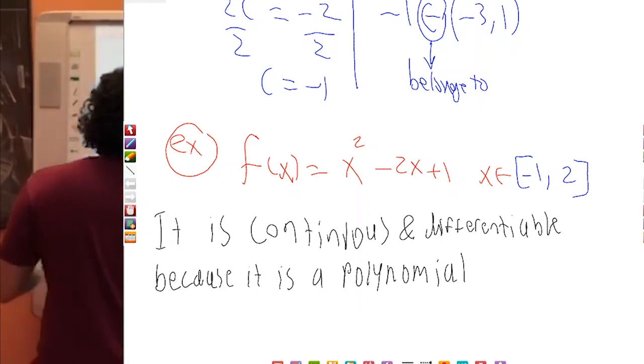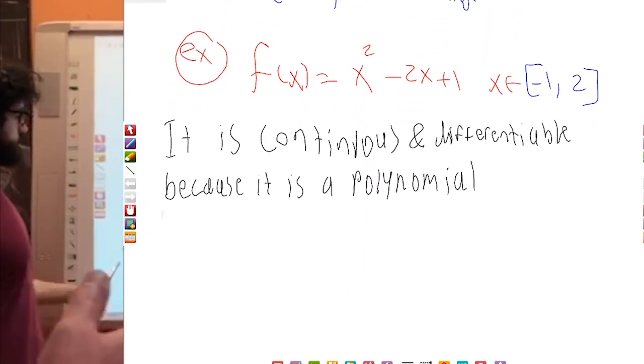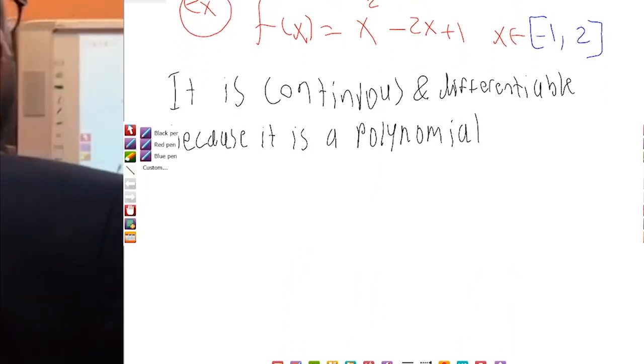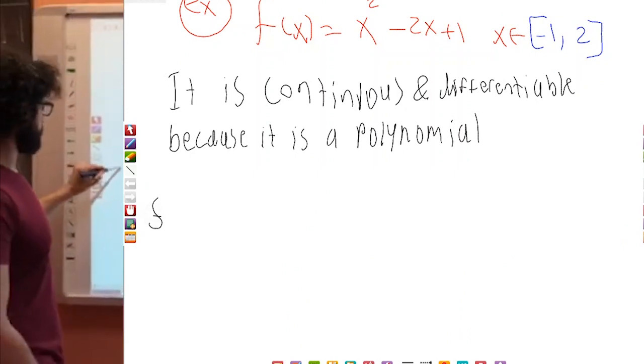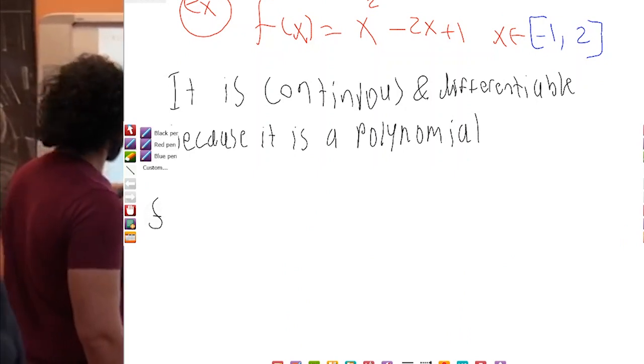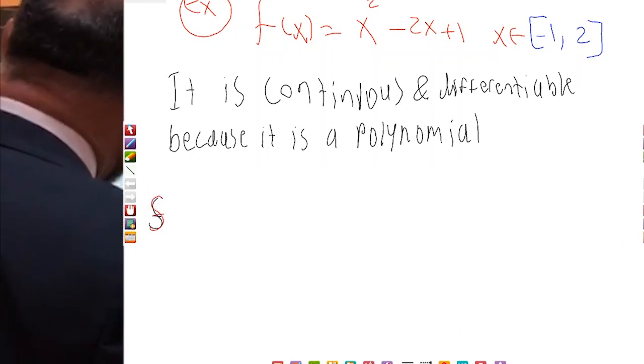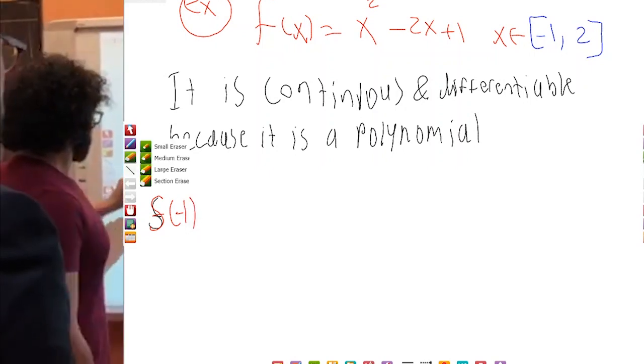So maybe you find f of negative 1 and f of 2. If they are not equal, that will help you with the mean value theorem, right? F of negative 1, use a different color. Can you just erase it, please?